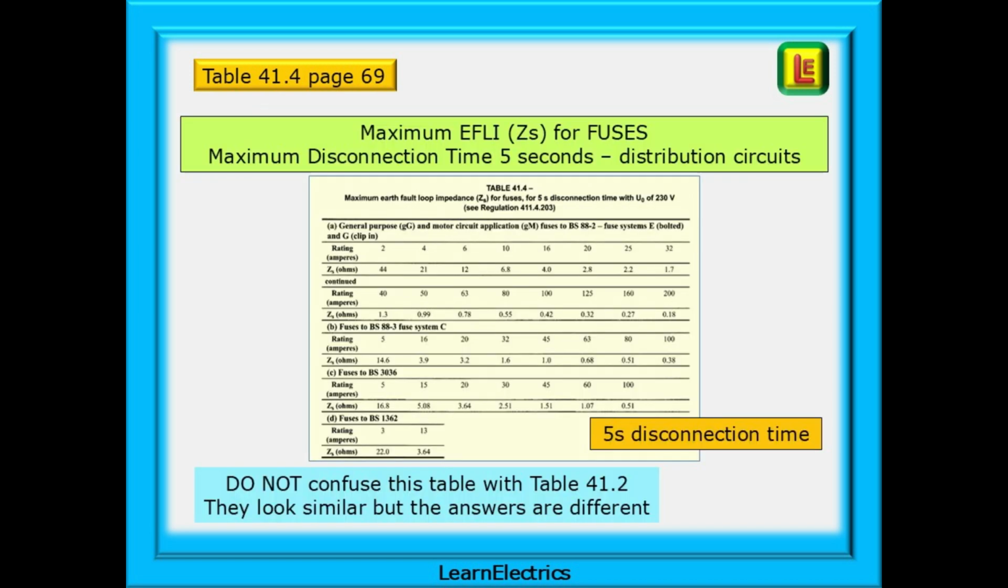Back to fuses now, and table 41.4 on page 69. This table is for 5-second disconnection times for distribution circuits. Do not confuse this table with table 41.2. They look similar, but the answers are different.